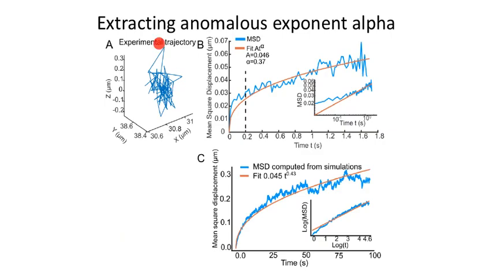So this is an example of a trajectory, and from this experimental trajectory, once the MSD is plotted here, it is possible to fit this A t to the power alpha and to extract alpha. Again, the difficulty is to choose the right range of time where this is going to be estimated. And this is compared here to the case of simulations, where simulation allows us to estimate this mean square displacement over a much longer range of time.